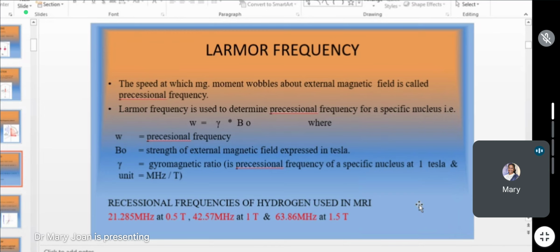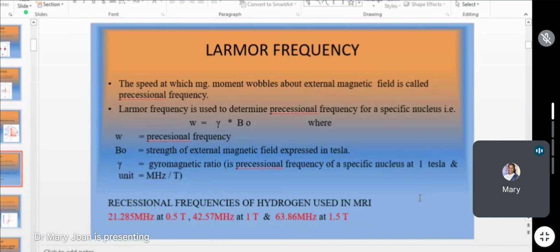And the Larmor frequency is the speed at which the magnetic moment wobbles about the external magnetic field, and it is called the precessional frequency. The Larmor frequency is used to determine the precessional frequency for a specific nucleus. So that is ω = γ × B0, where ω is the precessional frequency, B0 is the applied magnetic field, and γ is the gyromagnetic ratio. It is the precessional frequency of a specific nucleus at 1 Tesla, and the unit is megahertz per Tesla. So we know that hertz is the unit of frequency and Tesla is the unit of magnetic field strength.